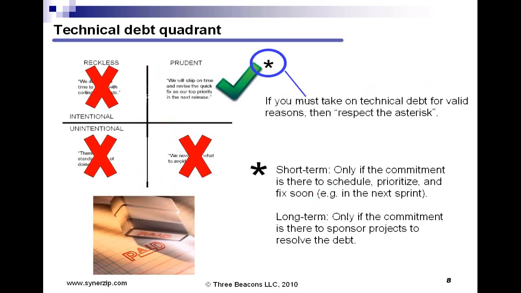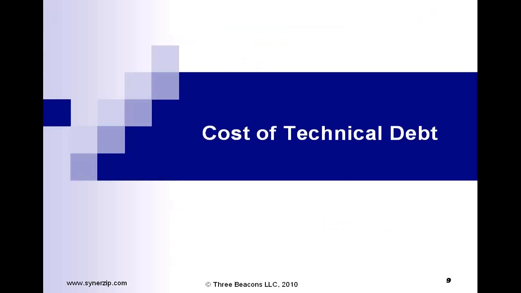Now, respect the asterisk. This is a little phrase I like to use with my existing team. It basically means allow short-term technical debt only if the commitment is there to schedule, prioritize, and fix it soon, as in the next sprint. And only allow long-term technical debt if the commitment is there to sponsor a project to resolve the debt. So if you have the type of environment where those types of commitments can be made and followed through on, then you can use technical debt to your advantage.